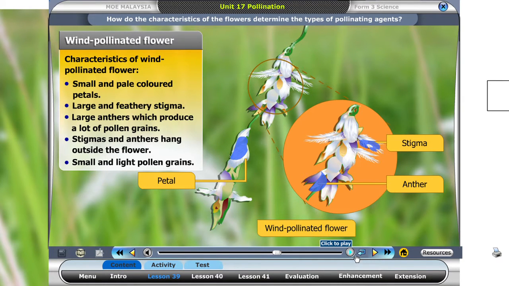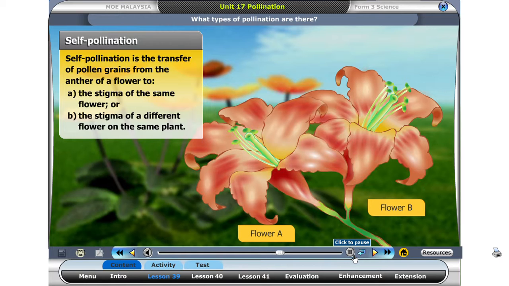The anthers are large. Click on flower A to see what happens to the pollen grains. The pollen grains are transferred from the anther of flower A to the stigma of flower A. This type of pollination is called self-pollination. Now, click on flower B. The pollen grains are transferred from the anther of flower A to the stigma of flower B on the same plant. This type of pollination is also called self-pollination.